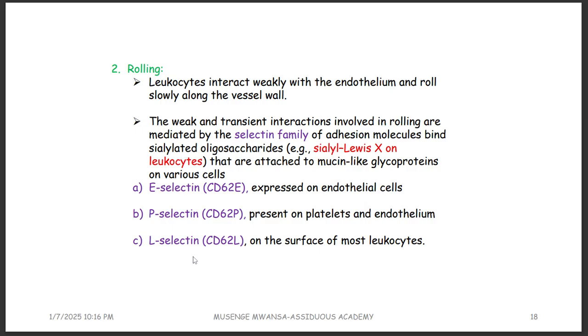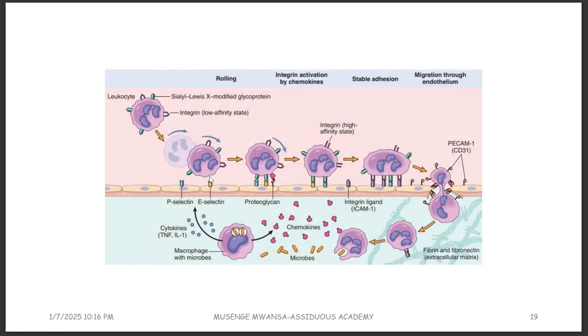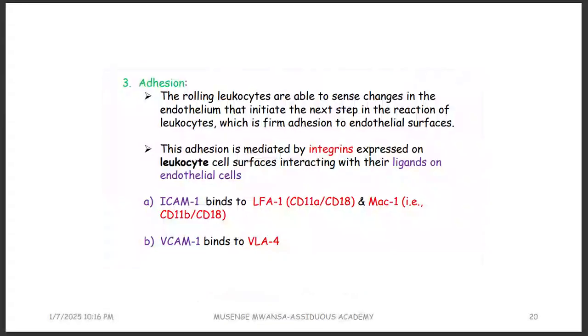But the L selectins are not found on the endothelium. Instead, they are found on the actual white blood cell. Please, this will come in your test or your exam. P selectin and E selectin are found on the endothelium, and they'll be binding to the sialyl Lewis X modified protein. But L-selectin is found on the white blood cell, and it binds to what is known as GlyCAM-1. The GlyCAM-1 is on the endothelium, right? That's where it will be binding. Hope that makes sense. So that is how rolling is going to be able to happen.